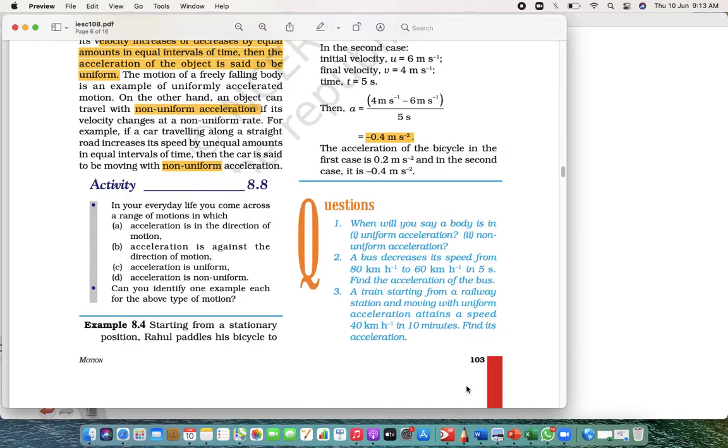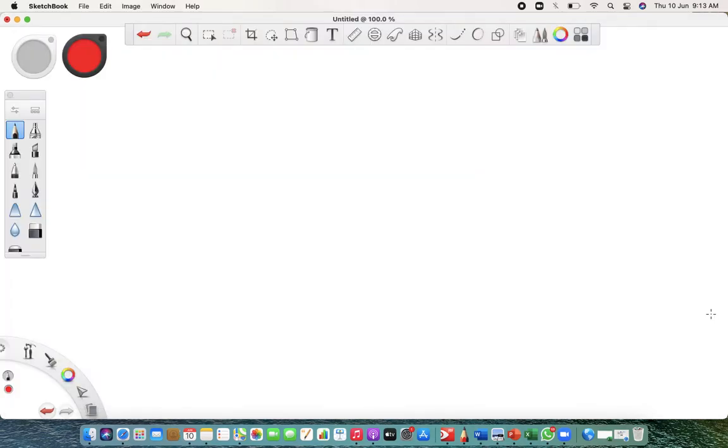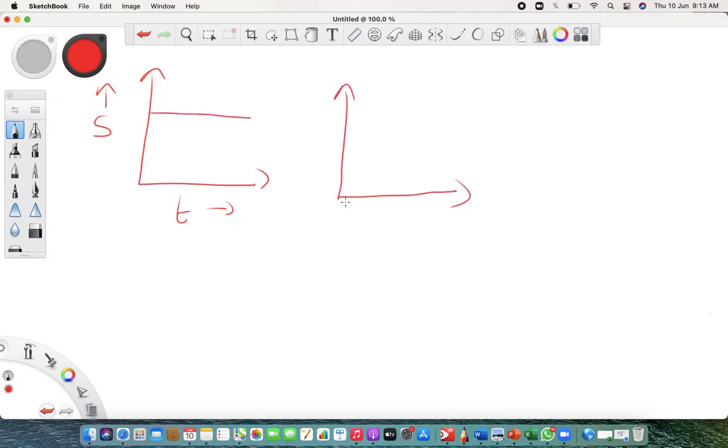Now here, what we were talking about yesterday is regarding graphical representation, right? So in graphical representation, I told you three things, right? So one is the distance versus time graph. When you talk about the distance versus time graph, one graph can be like this. Another graph can be like this, straight. And the third one is what we have mentioned. It is like this.